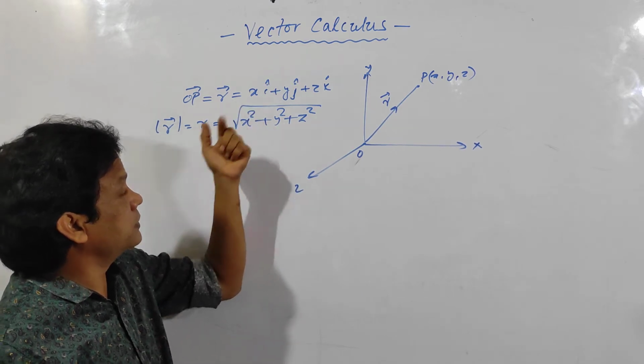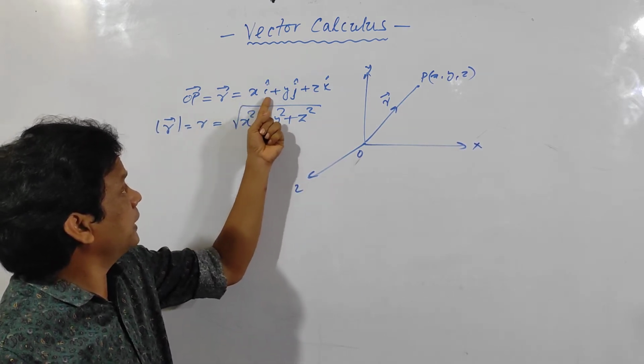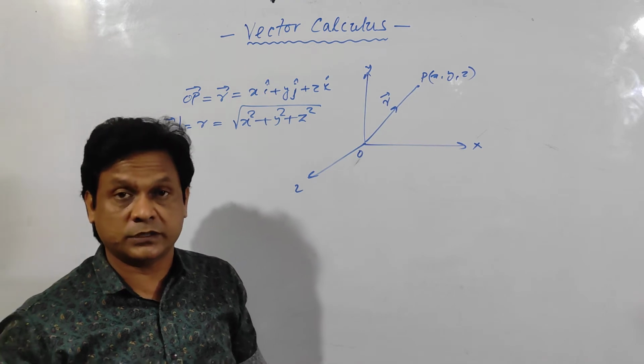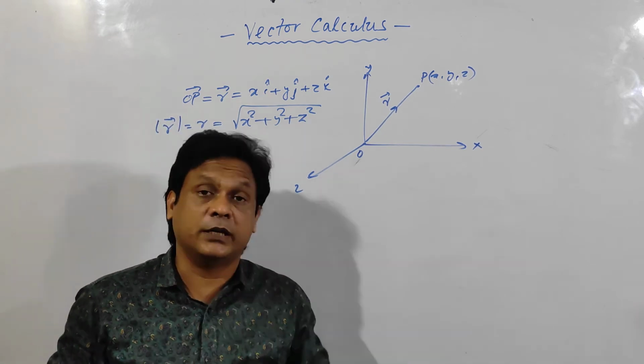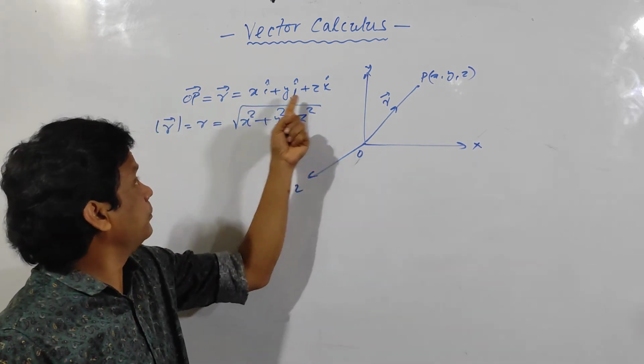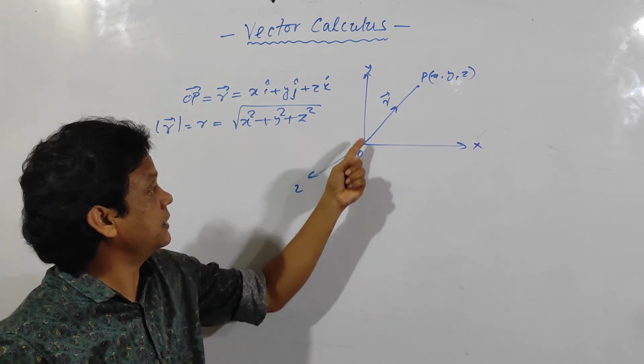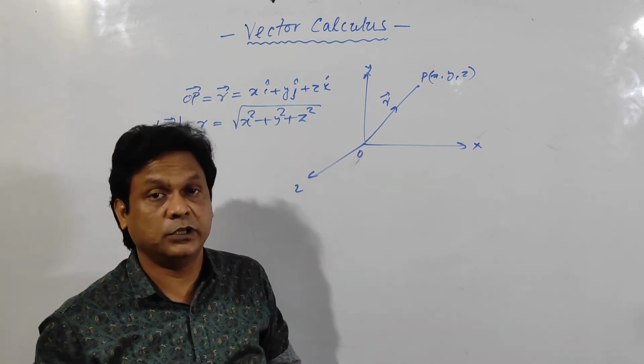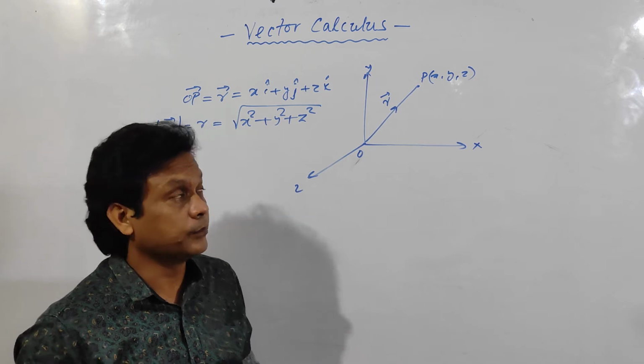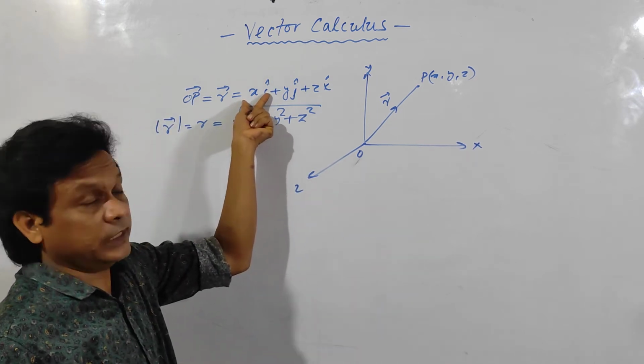One important thing: what are x, y, z? x, y, z are the scalar components of r vector. These are the scalar components of r vector along x axis, y axis and z axis respectively. Always say respectively. Clear?